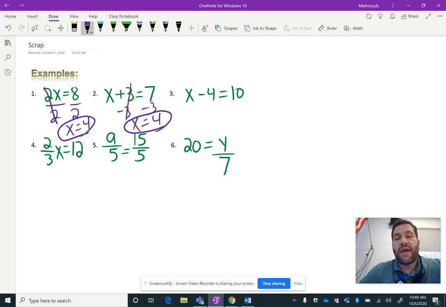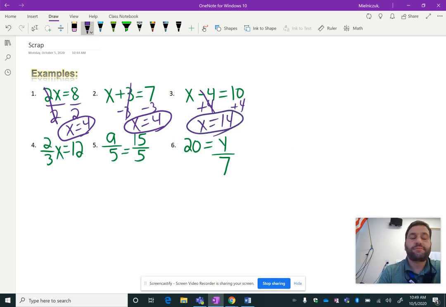All right, number 3, x minus 4 equals 10. So we're taking 4 away from x to get 10, which means to undo it, we have to add 4 to both sides. So now x will equal 14.